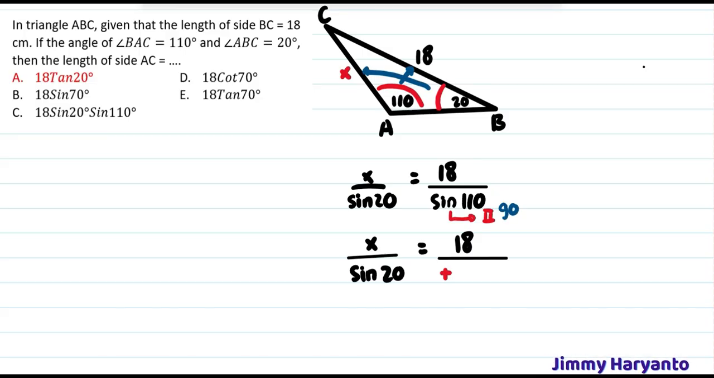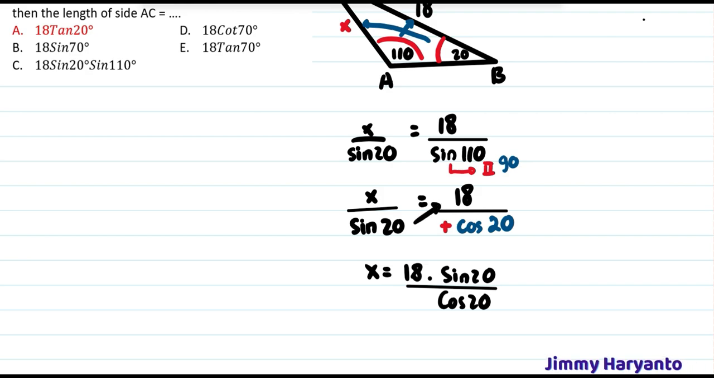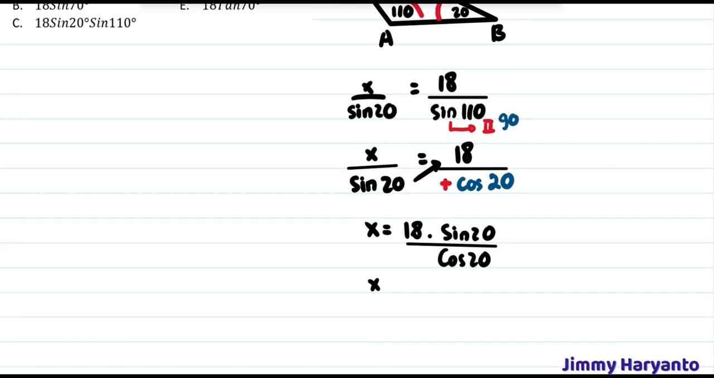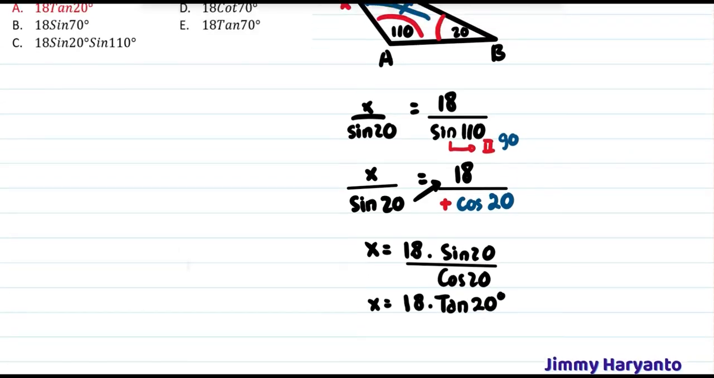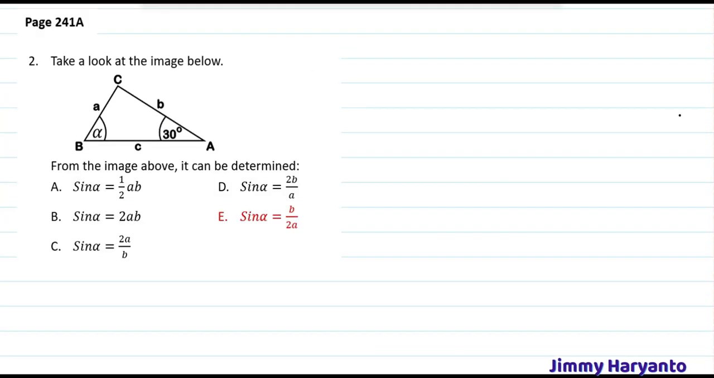So because I use 90 as the boundaries, that means the sine will become cos, and it will become like this. And then I only have to cross multiply, so 18 times sine 20 divided by cos 20. What I do is this one, 18 times sine 20, and then sine over cos will become tangent. So x equals 18 times tan 20. The answer is A. Next is question 2.